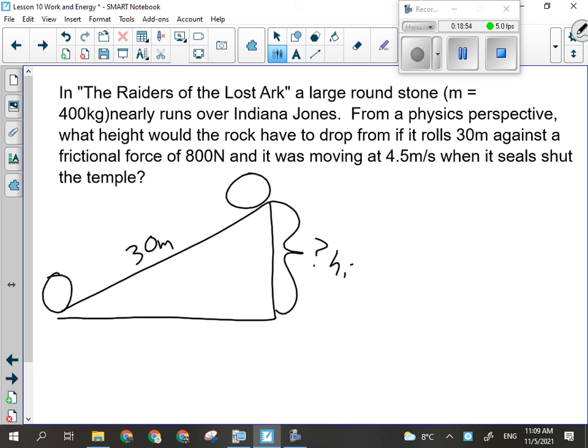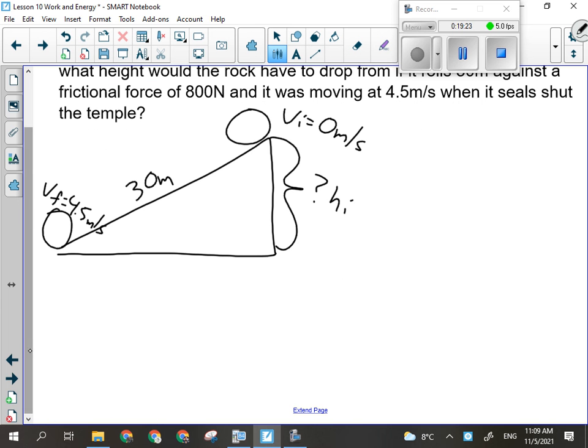What we do know here is that initially, it's stationary. It isn't released until he puts the bag of sand to replace the giant lump of gold that he took, and then that triggers it to fall. And then we know that at the bottom, the speed is 4.5 meters per second. What's the height at the bottom? 0. So we know that work is being done, because they told us there's friction here, and that's going to change the mechanical energy of the rock.